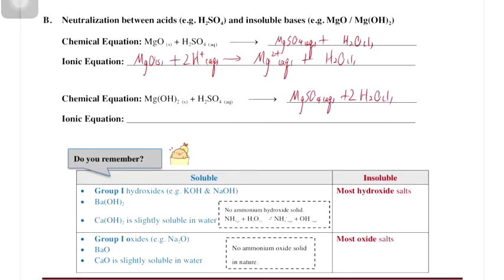For this equation, again, magnesium hydroxide is an insoluble compound, so you should not separate it as magnesium ion and hydroxide ion. Your ionic equation should write magnesium hydroxide, and then it will react with the hydrogen ions from sulfuric acid and produce the magnesium ion with water. Remember to copy the state symbol.